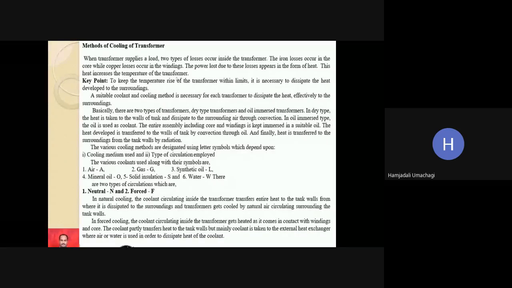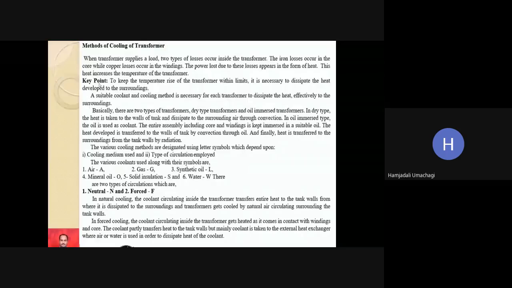Whatever heat has been generated or developed in the transformer after loading, we need to dissipate this heat, right? If we don't dissipate this heat from the transformer to the outside atmosphere, then the transformer insulation may get damaged. It may lead to short circuit of the windings. For this sake, we are going to provide cooling.